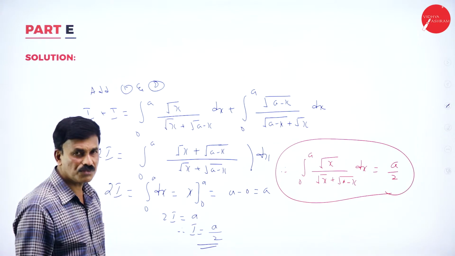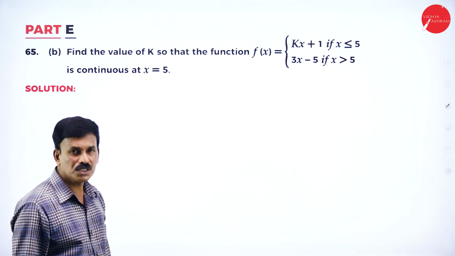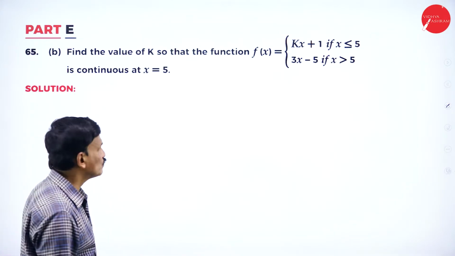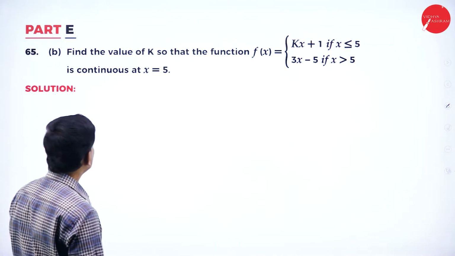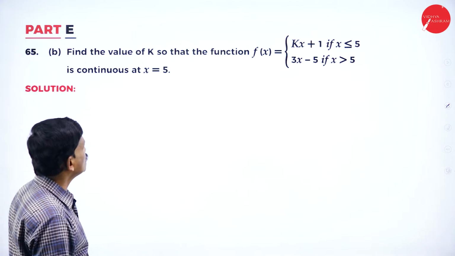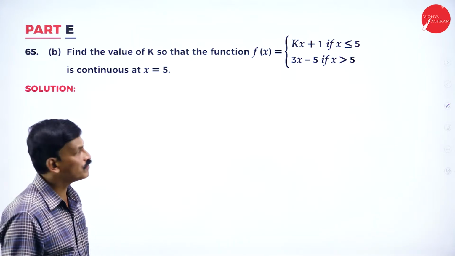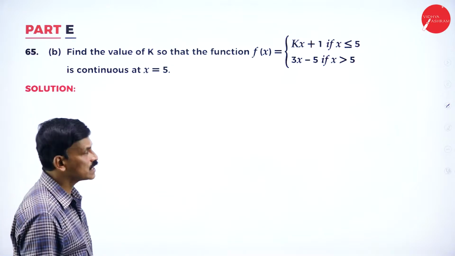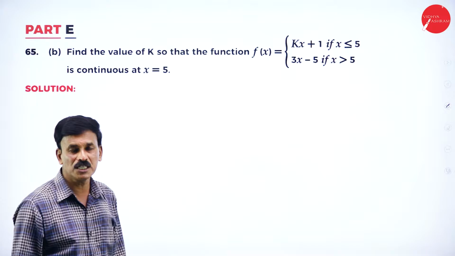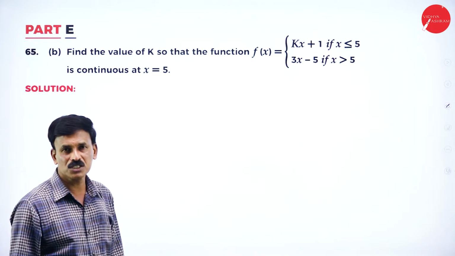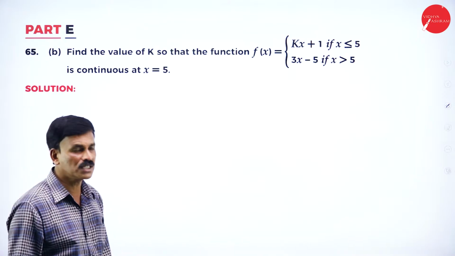Now one more question for this is a 4 marker question. That is from continuity, so this is also very important. What is given? Find the value of k so that the function f of x is equal to kx plus 1 if x is less than or equal to 5, and 3x minus 5 if x is greater than 5, is continuous at x is equal to 5. Then what is required is just to find the value of k.